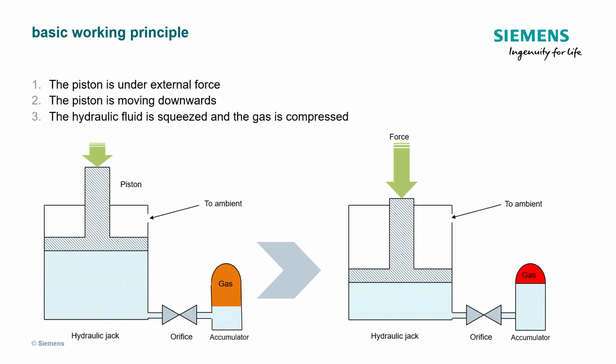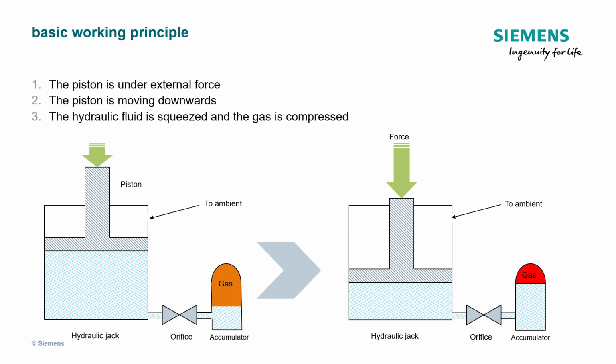A basic hydraulic suspension system consists of hydraulic jack, orifice, accumulator, hydraulic oil, and gas. At the bottom of this slide, there are 2 schematic diagrams. The left one is the initial status of hydraulic suspension, and the right one is the steady state, which is a few seconds later after external force applied on the piston.